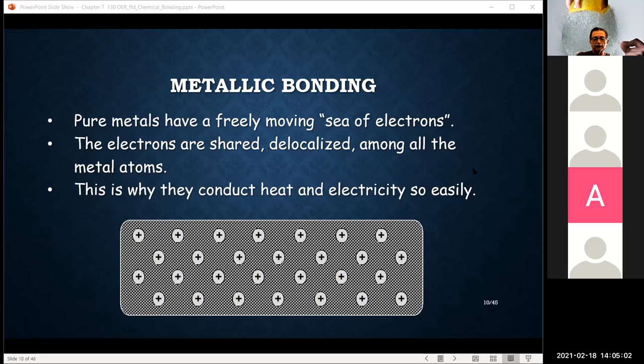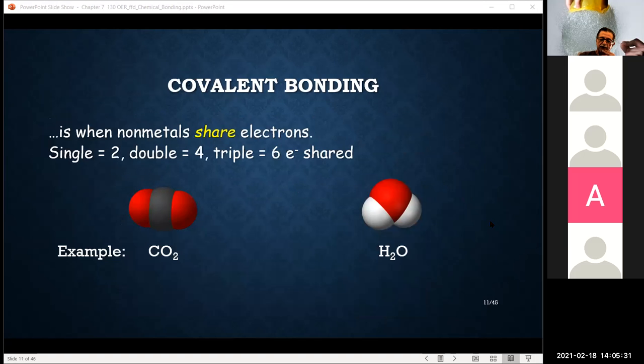Now, as far as metallic bonding, we're not going to say much about it other than to say that pure metals are just a sea of electrons. That's why metals are very good conductors. They have a lot of electrons on the surface, and they can conduct electricity very well. And because they're good conductors of electricity, they also are good conductors of heat. That's about as much as we're going to say about metals.